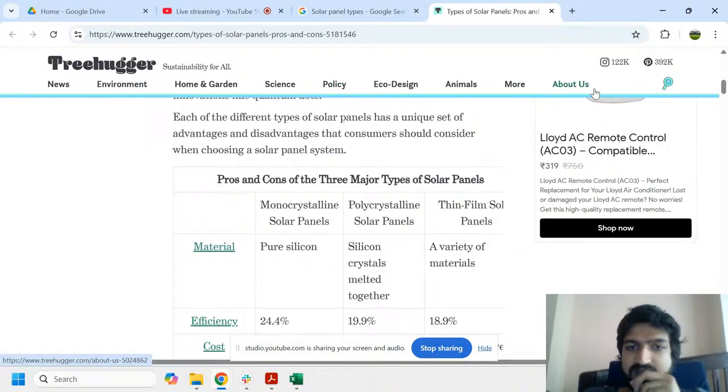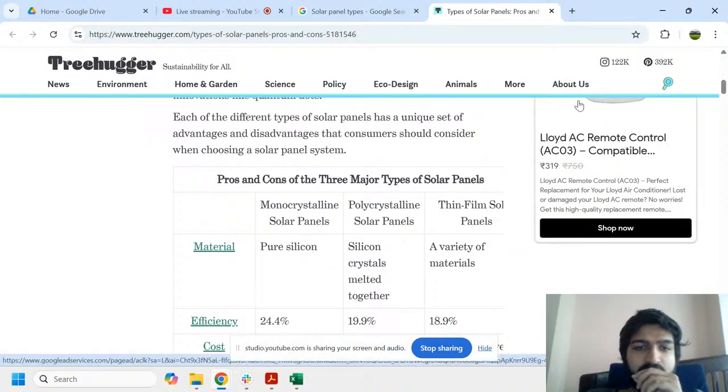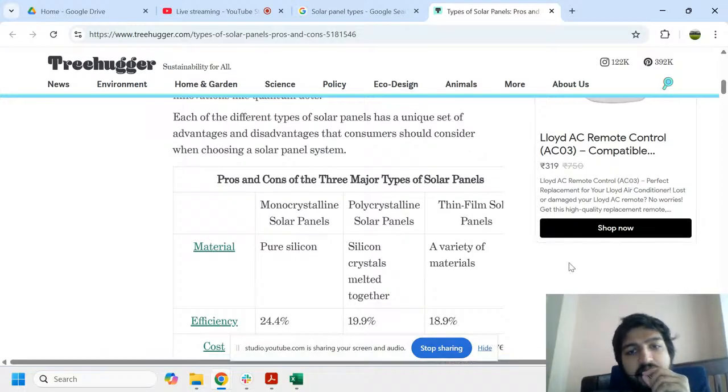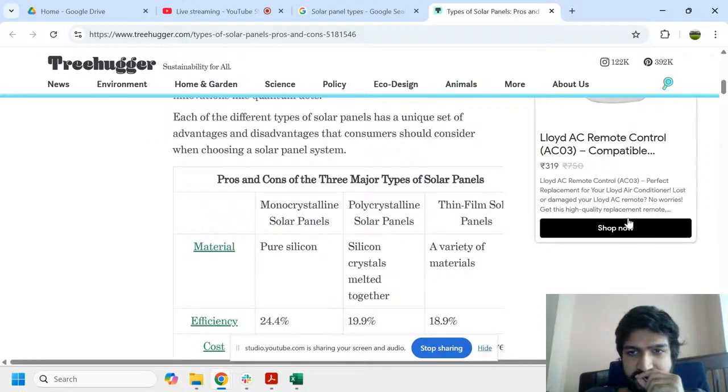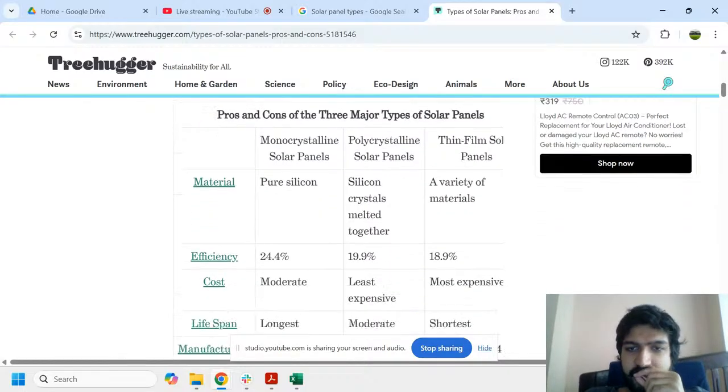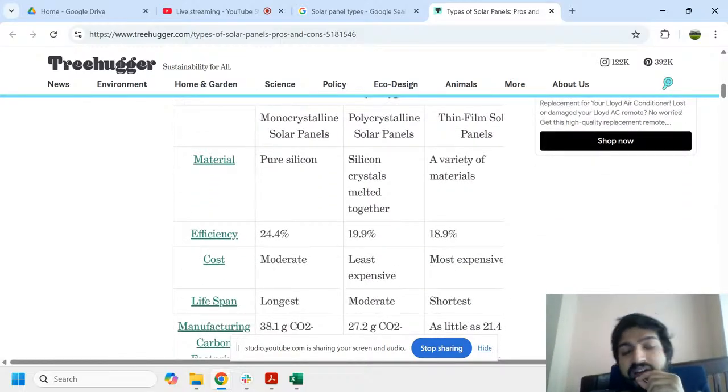As you can see, monocrystalline solar panels are made of pure silicon. Polycrystalline solar panels are made of silicon crystals melted together. Thin film solar panels are made of a variety of materials. In terms of efficiency, monocrystalline solar panels have the highest efficiency among the three, around 21 to 24%. Polycrystalline is a little less, about 18 to 20%, and thin film about 17 to 19%.